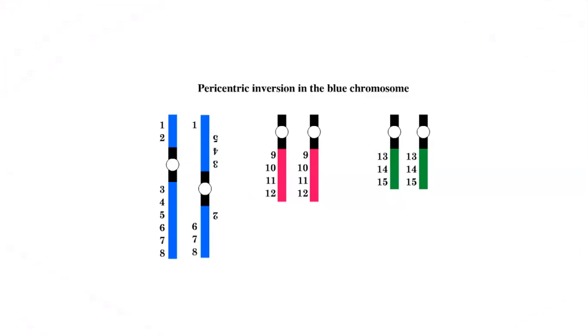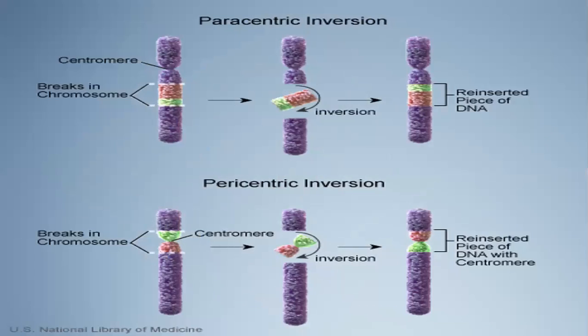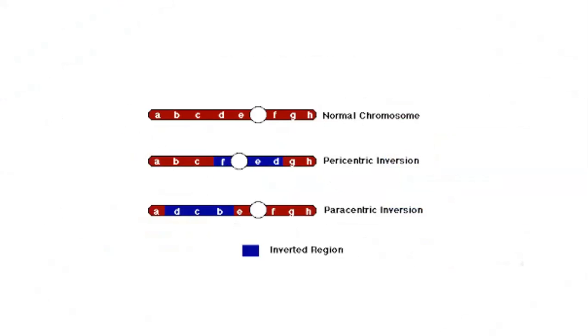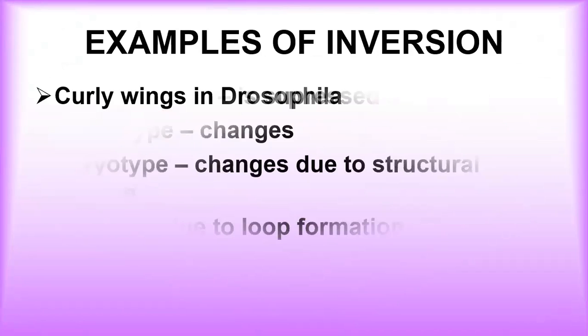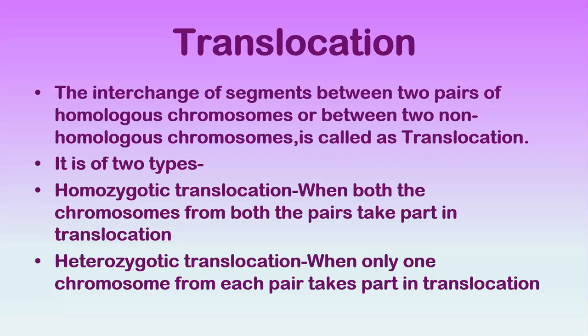I hope inversion is clear. And now we move on to the last type of chromosomal aberration, that is translocation.